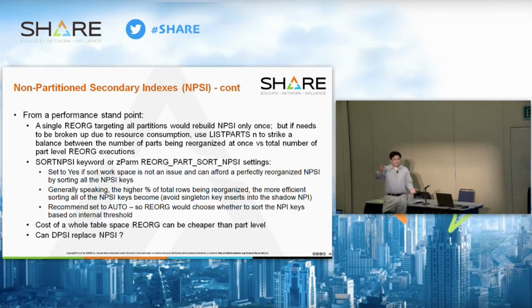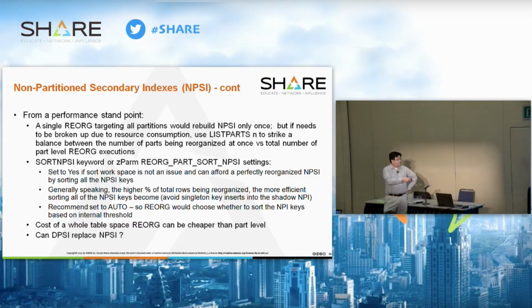And then you need to balance it out by the number of keys being inserted. So it's kind of like a seesaw between how much data is being reorganized and how many MPIs there are. Generally speaking, the more data you reorganize, the better it is to sort the MPI keys, all of them. On the other hand, if you're only doing a reorg on an empty partition just to reclaim space, that's possibly the worst scenario, where you are rebuilding an entire MPI one key at a time when you should have just sorted all the MPI keys to begin with.